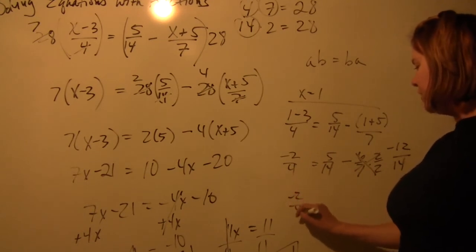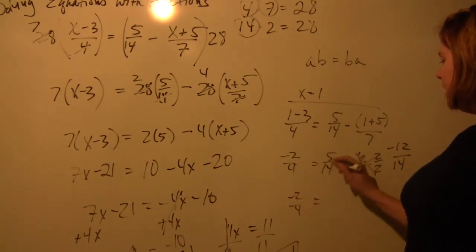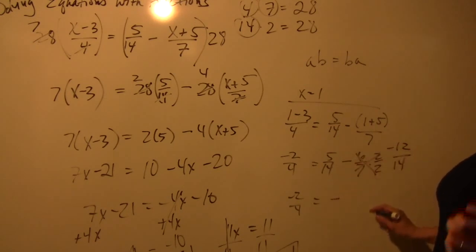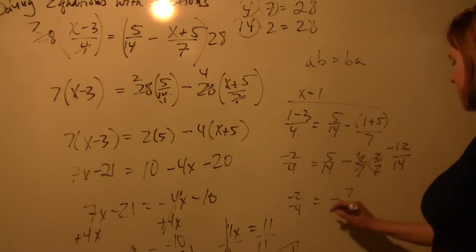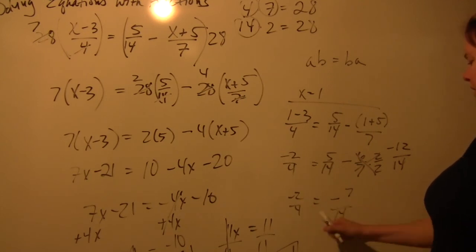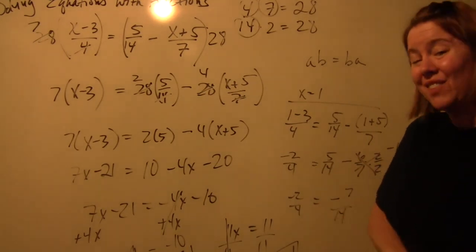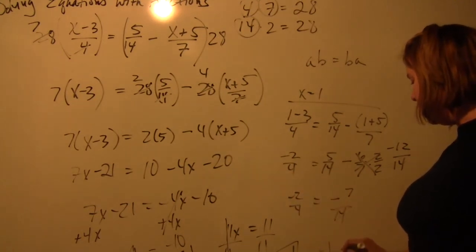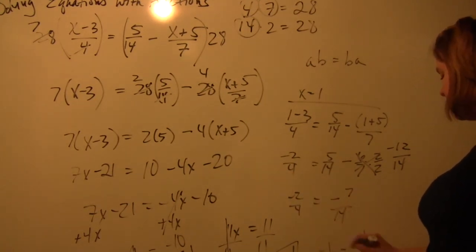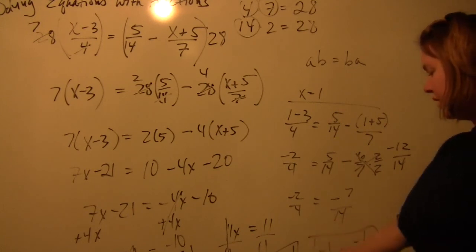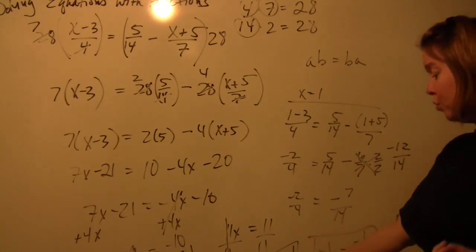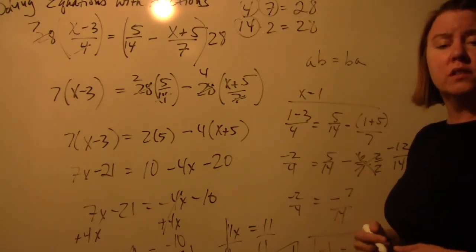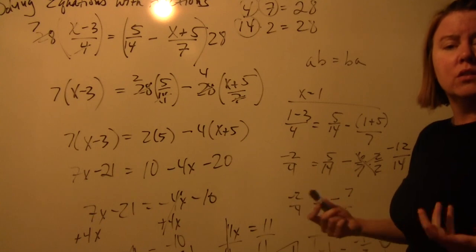So I have a negative 2 over 4. 5 minus 12 is a negative 7 over 14. Now you might say, well, those aren't equivalent, but you have to reduce them, okay? So that reduces to a negative 1/2, and so does that. So you do get a true statement with x equals 1. We call 1 a solution to the equation, so x equals 1 is the solution to the equation.